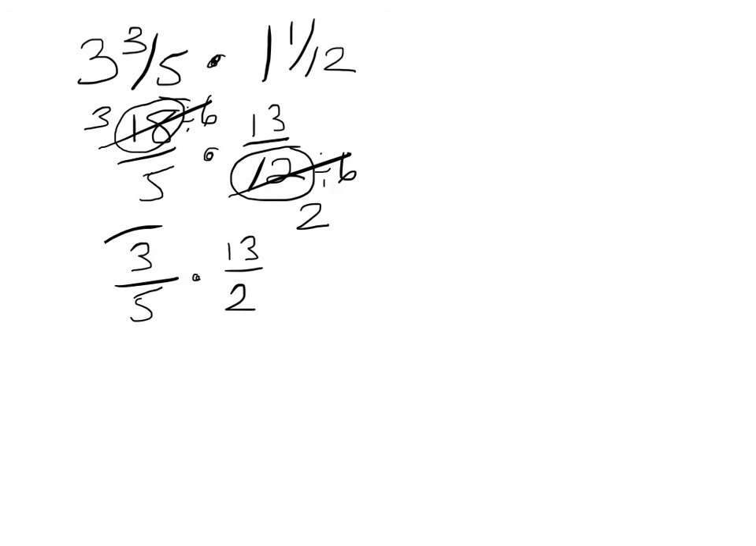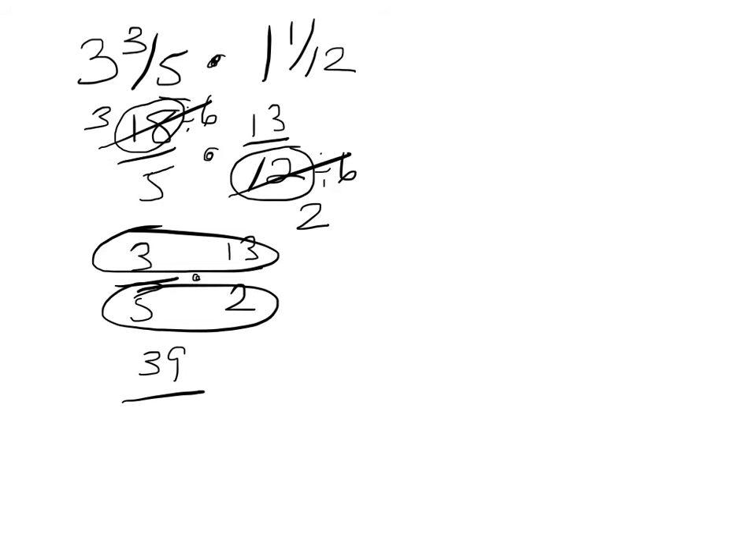So let's multiply our numerators. 3 times 13 is 39. Multiply our denominators. 5 times 2 is 10. And then we always want to simplify. We want to rewrite this improper fraction as a mixed number. 10 goes into 39 3 whole times, and there'll be 9 of those tenths left over. So to multiply with mixed numbers, we just want to rewrite them as improper fractions first, and then go ahead and multiply them. Okay, why don't you go ahead and try a couple problems.